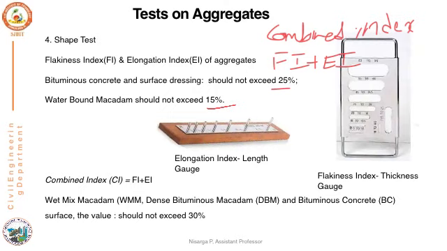The aggregates with a combined index within 25% are recommended for bituminous concrete and surface dressing, whereas the value for the waterbound macadam layer should not exceed 15%. And similarly, when we use it for wet mix macadam or dense bituminous macadam layers and bituminous concrete courses, the combined value should not exceed 30%.